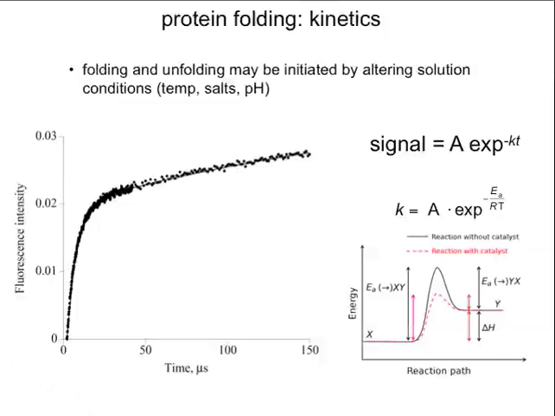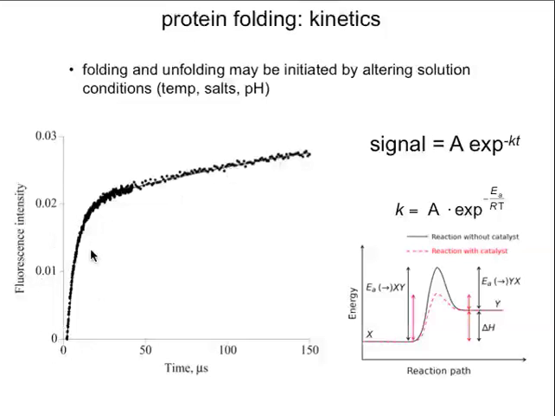I know you're not. In any case, what we see is that we begin in the unfolded state, we change the conditions somehow, and I'll describe that in a moment, and then as the system re-equilibrates or comes back to equilibrium, we see that fluorescence change occur over some time scale.